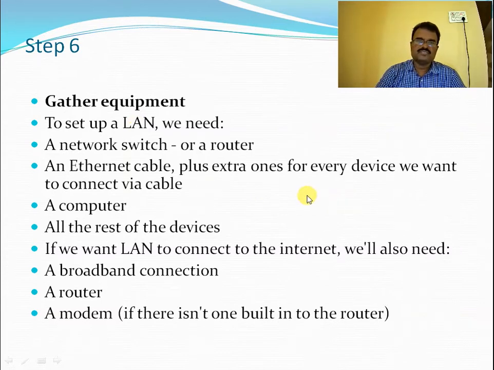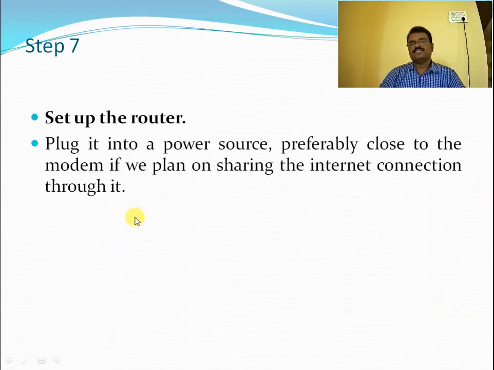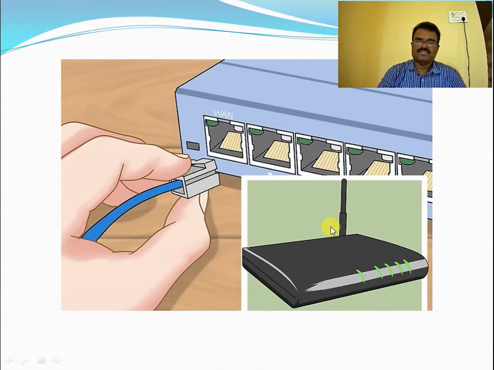After procuring this equipment, what is our step? First, we have to set up the router. Plug it into a power source because any router requires power. So first we have to put that plug into the power source, preferably close to the modem if we plan on sharing the internet connection through it. So this is a router, and we have to plug it into the power socket.